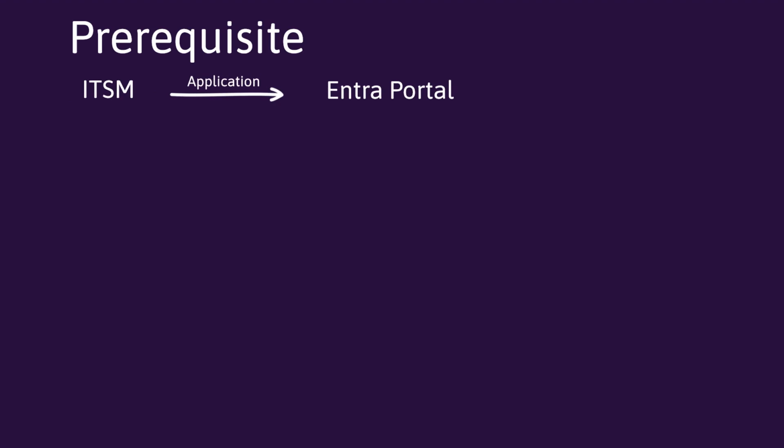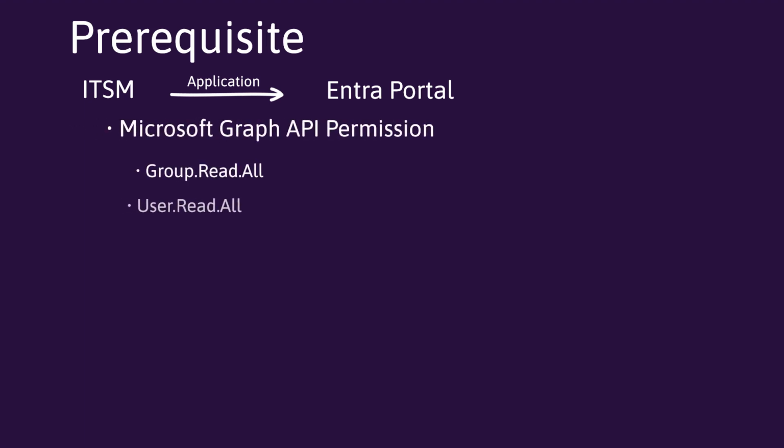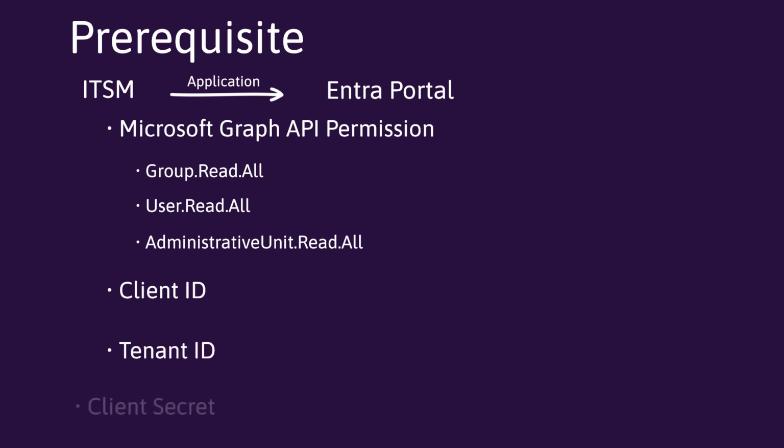Next, ensure the required Microsoft Graph API permissions are assigned: Group Read All, User Read All, and Administrative Unit Read All. This process will generate the necessary credentials: Client ID, Tenant ID, and Client Secret. Keep these credentials handy as you proceed with the integration.